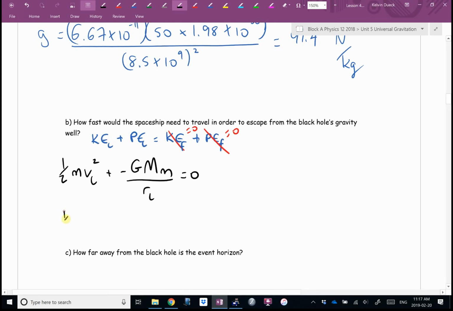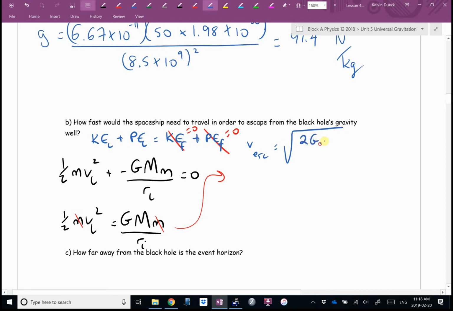We end up with a half little m v i squared equals big G, big M, little m over R initial. Right around here we can smile. We could have canceled out the m on this line, I guess, but little m's going to cancel. And so the escape velocity is going to be the square root of 2 big G, big M over R.